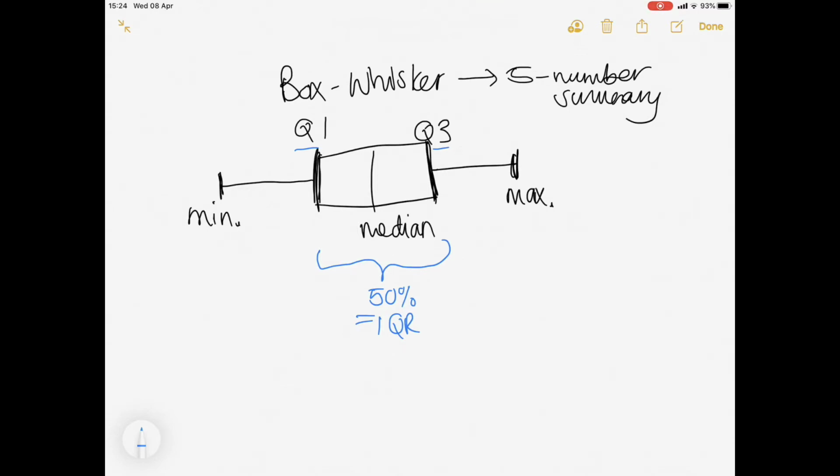And the distance between each component represents 25%. The distance from your minimum up to your first quartile represents 25%, or a quarter of all of your observations. The distance between quartile 1 and the median also represents 25%. And from median to quartile 3, 25%, and from quartile 3 to maximum represents a quarter of your data set.